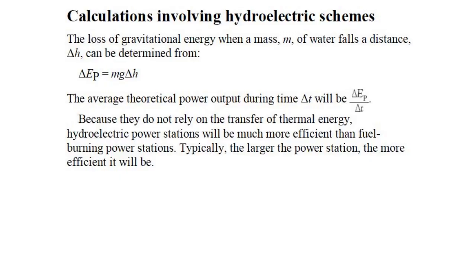Now, how do we do the maths? The maths is fairly straightforward because we're using the relationship for potential energy we've used in the past. You have a mass, which is at a height, and as it falls, you get a conversion of potential energy to electrical energy. So the average theoretical potential energy output during time t would be delta EP over delta T. So we're just looking at a mass of water falling.